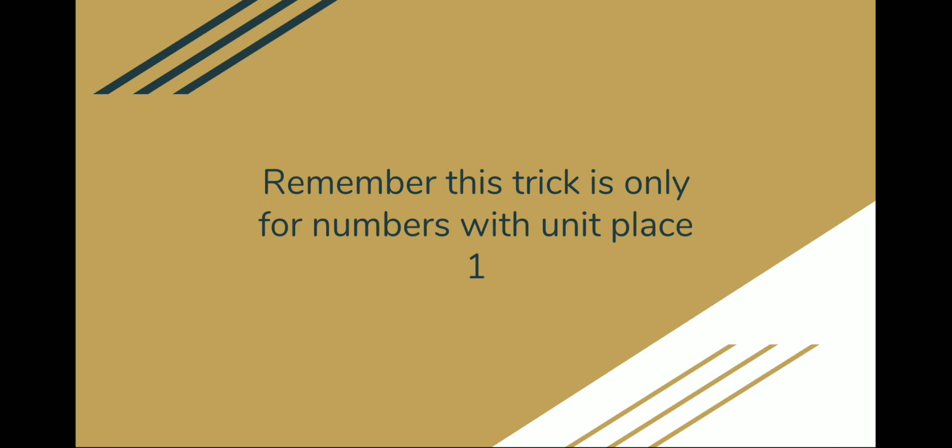We'll move further. And here I have concluded my presentation. Remember, this trick is only for numbers with unit place 1. Okay. We can take this trick further also. 161 we have broken down into two parts, 16 and 1. Square of 16 is 256. Double of 16 is 32, and 1 as such. Therefore 3 will go carry over. That answer will be 25921.